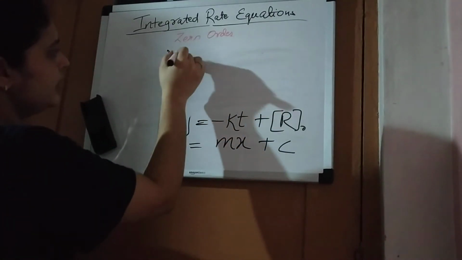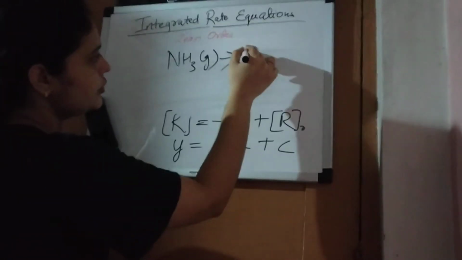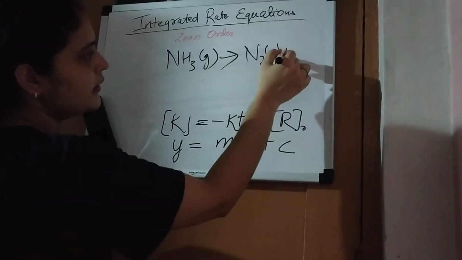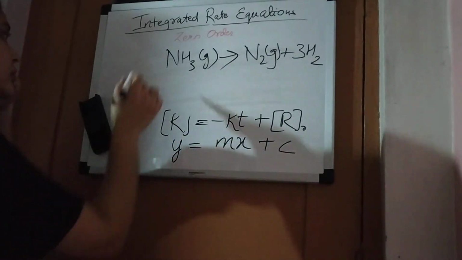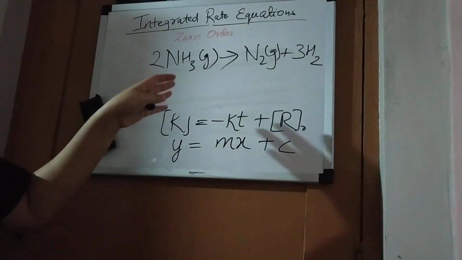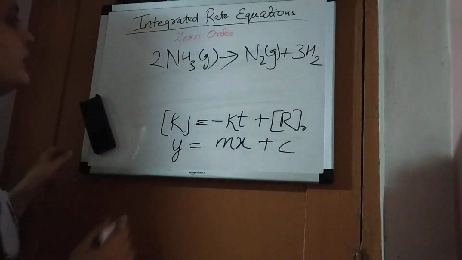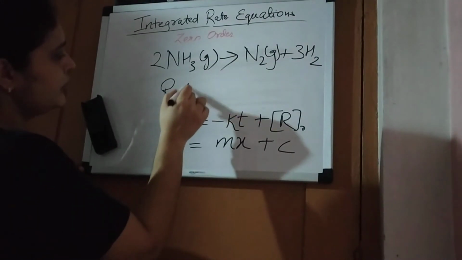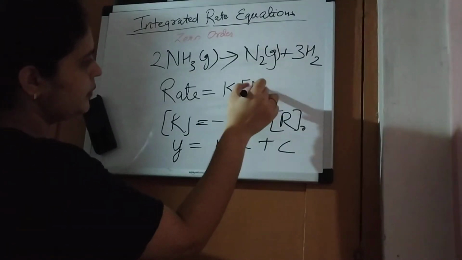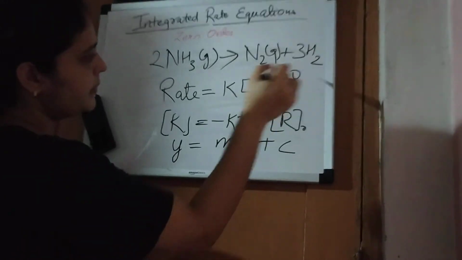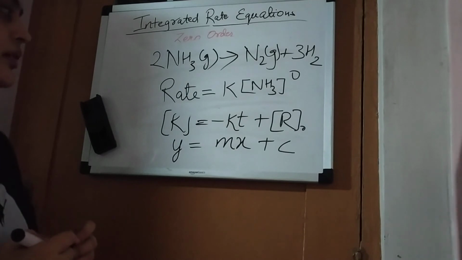Ammonia gas dissociates into N2 gas plus 3H2 gas, with a 2 in front of ammonia. Here the rate law equation is independent of the concentration of ammonia. So rate equals k into ammonia's concentration raised to the power 0. So it is independent of the ammonia's concentration.